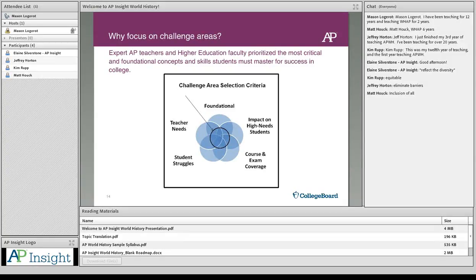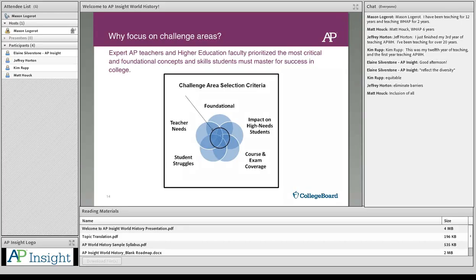A couple of things about challenge areas you need to know. Number one, challenge areas are foundational areas. Students have got to understand these particular areas if they're going to be successful in AP World History.